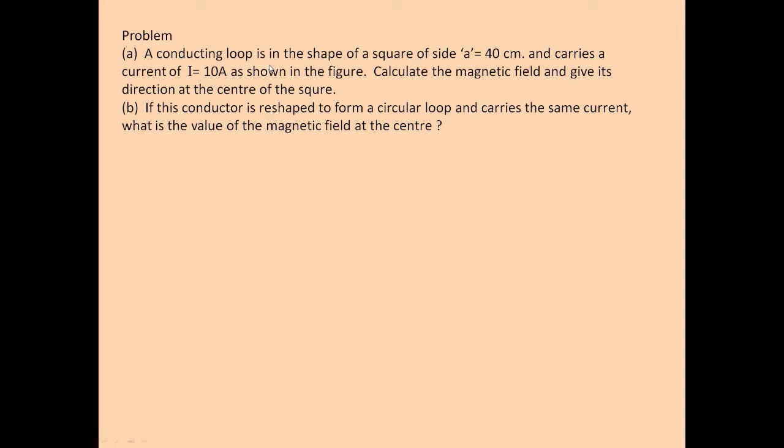A conducting loop is in the shape of a square of side a equal to 40 centimeter and carries a current of I equal to 10 ampere as shown in the figure. Calculate the magnetic field and give its direction at the center of the square. If this conductor is reshaped to form a circular loop and carries the same current, what is the value of the magnetic field at the center?